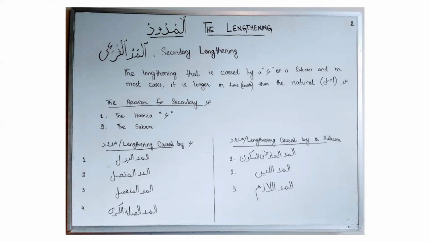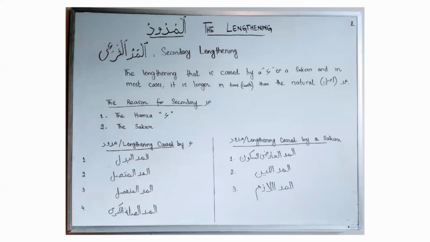Today, inshallah, we will begin the next category of Mudood, which is madul far'i or secondary lengthening. The reason for the Mudood that fall under this category is either a sukoon after the original mad letter or the letter Hamza. That Hamza is Hamzatul Qat'a, which is like this. And there are 7 mudud that come under this category.